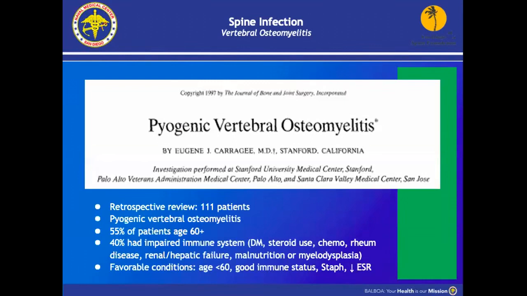The original is a single author just looking at 100 patient records. The most common source was urinary tract in this case. And most importantly, what he found was that the success of non-op treatment was predicated on 4 independent variables: age less than 60, young people; favorable immune status, healthy people; infection with staph in particular, as it was more actionable or targetable with antibiotics; and then a decreasing ESR, so a dynamic improvement in inflammatory markers.